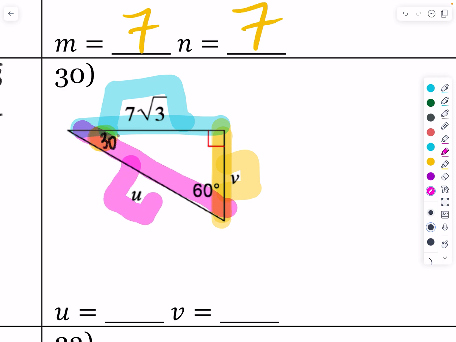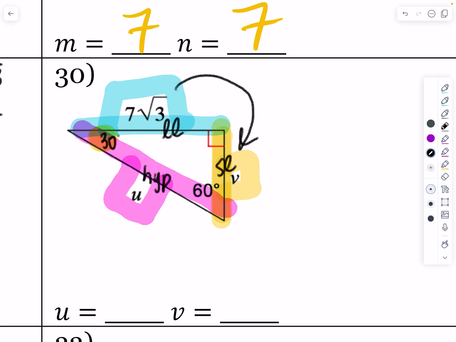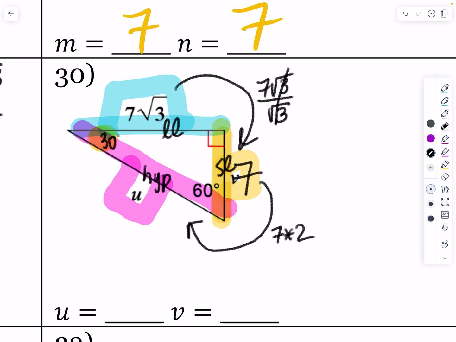Our hypotenuse is U. So we're looking for our short leg, we're looking for our hypotenuse, and we're given our long leg. So to go from the long leg to the short leg, you're going to divide by root 3. Why do I divide by root 3? Because I'm getting smaller. So I don't multiply by root 3, I divide by root 3 going from blue to yellow. Thankfully, the root 3's cancel out on this problem. Good, that's 7. If that's 7, to get to the hypotenuse, we're getting bigger. So we're going to do 7 times whole number 2. That gives me 14. So my yellow piece is going to be 7. That's my short leg, which was V. My hypotenuse is going to be 14.